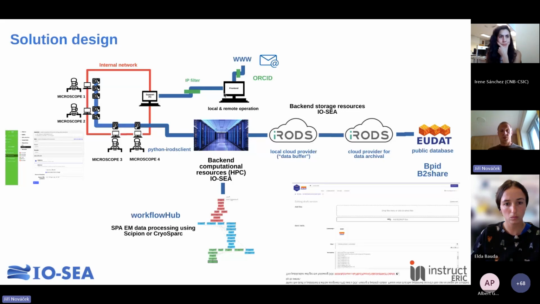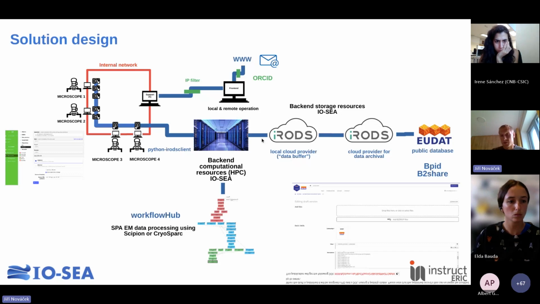So the first step is a data transfer from the microscope. The data is transferred to the cloud provider. So we use iRODS, a federated cloud solution, as a platform to transfer the data around in our system. And once the data are transferred to this cloud storage that is close to the HPC, we can start the data analysis. For that, we've implemented two solutions. One is based on Scipion, and the other on CryoSPARC. Both are very popular in the community to run the real-time data analysis.